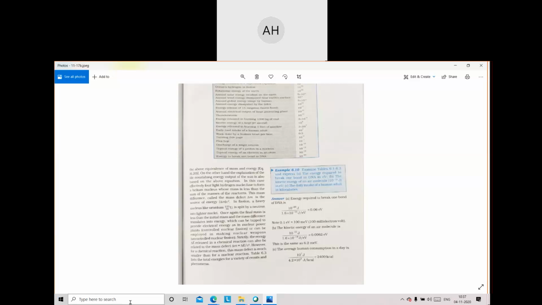From the name itself, we can tell something. Nuclear energy. From where does it come? From the nucleus. Nuclear. Okay. Nuclear energy is released from the nucleus. Nucleus consists of what all things?